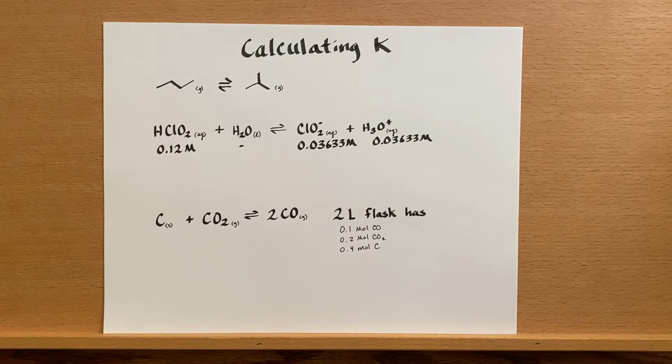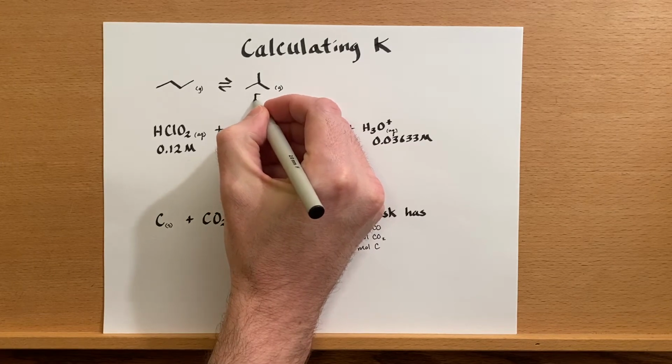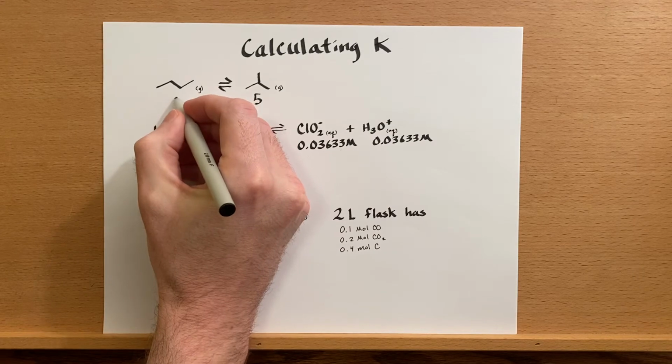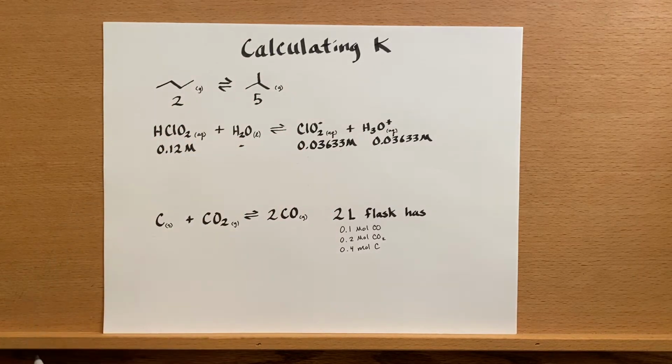And when we reach equilibrium in an extremely small flask, we have 5 molecules of isobutane, and we only have 2 molecules of butane. What would be the equilibrium constant in this case?